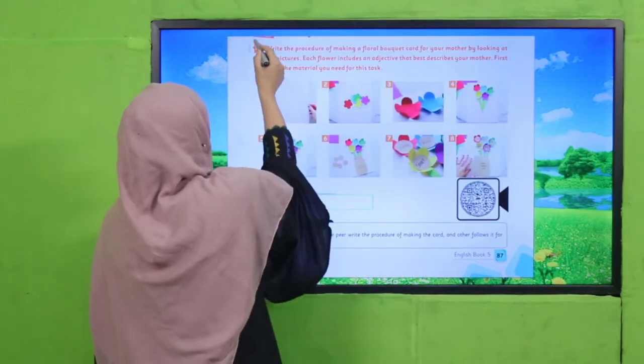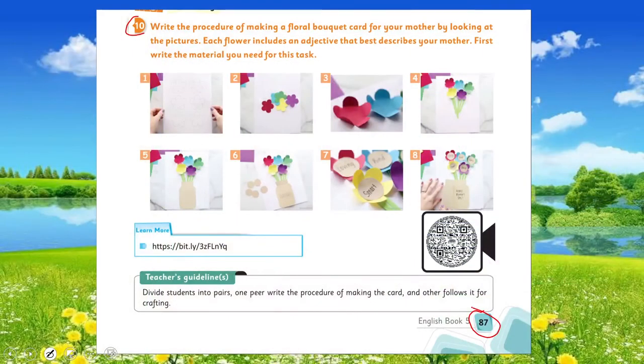There is a question, question number 10 on page number 87, my dear students. So now we will do an individual activity. Write the procedure of making a floral bouquet card for your mother by looking at a picture. Each flower includes an adjective that best describes your mother. First, write the materials you need for this task.